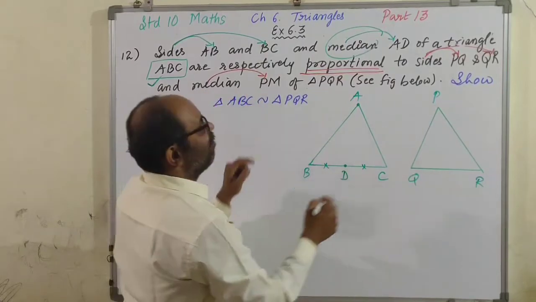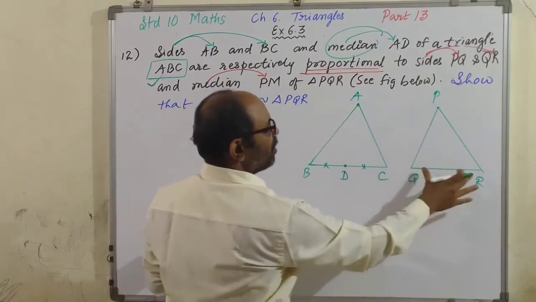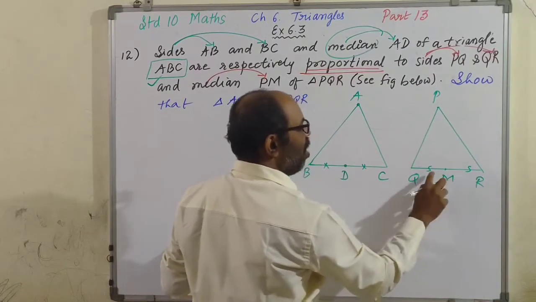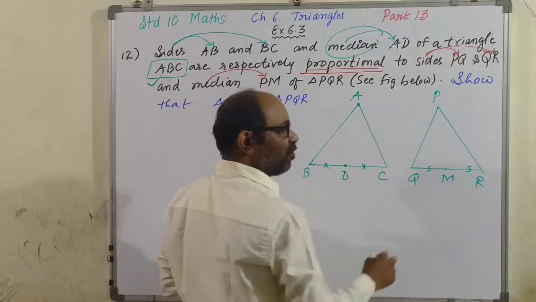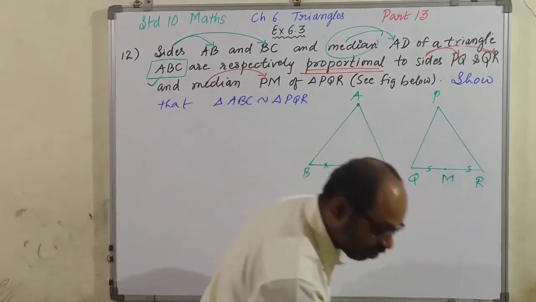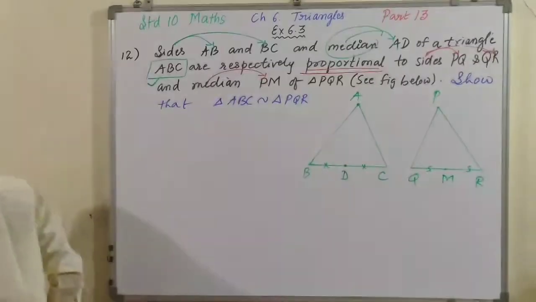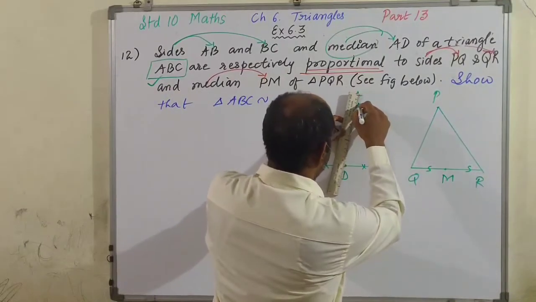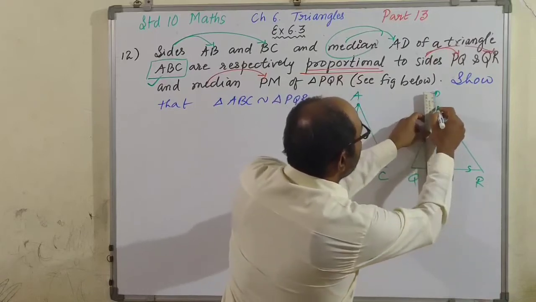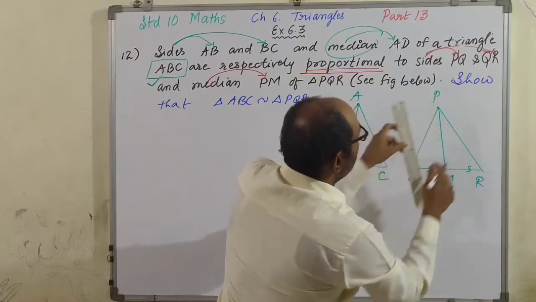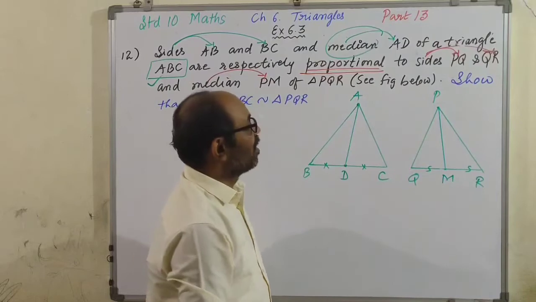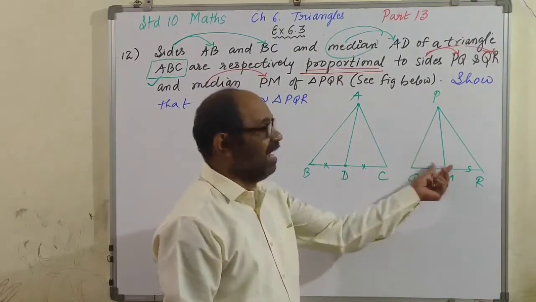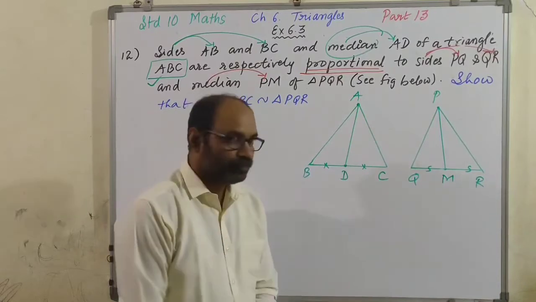Okay, and then PM. P is here, opposite side QR, and its midpoint M. See the symbol. QM equal to MR equal to half of QR. So I'll draw those two medians. AD is median. PM is median. Children, this looks like a perpendicular, but it is not. It's median. Okay, that is given.